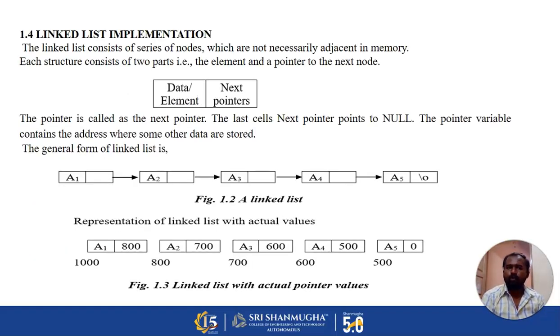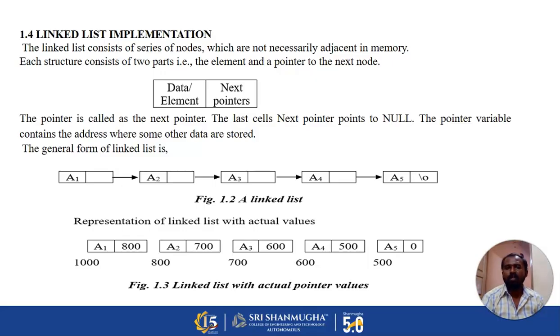Okay, next we will see the linked list implementation. What is the linked list implementation? The linked list consists of a series of nodes which are not necessarily adjacent in memory. Each structure consists of two parts, the element and a pointer to the next node. This is the example diagram for the linked list implementation. The first part is the data element, the next part is the next pointer. The pointer is called the next pointer. The last cell's next pointer points to null.